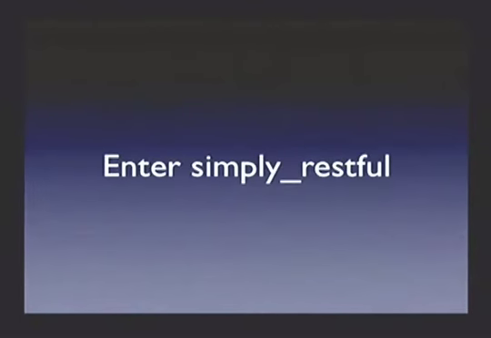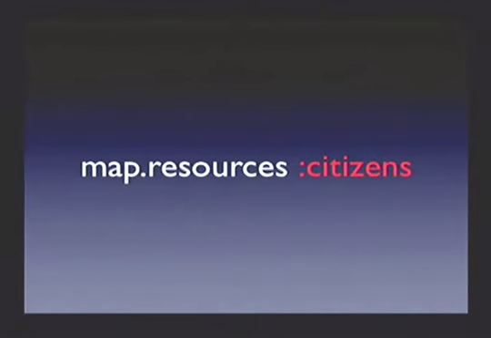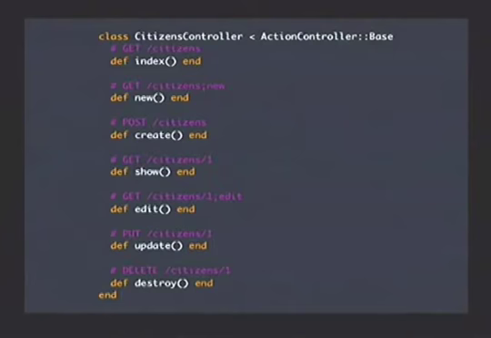Well, enter simply RESTful. And if you've been watching the Rails blogosphere, you've probably seen this come across. It was a plugin that was written for 1.1, which is broken now, don't try it, that allows you to do all these things. And just like most complex things in Rails, it does it in one line. So map.resources :citizens immediately gives us all of these mappings to post and get and put and delete that we didn't have before. So when our controller looks like this, we get the mappings that are in purple.